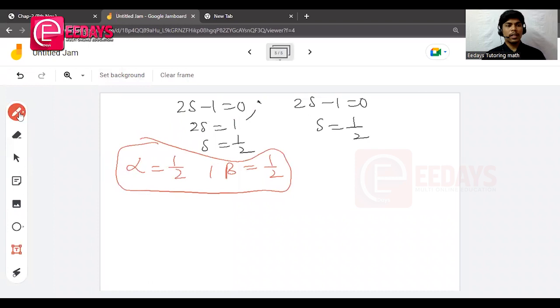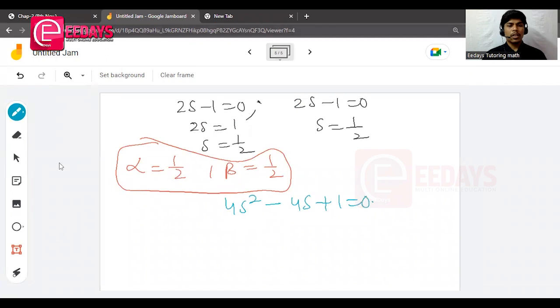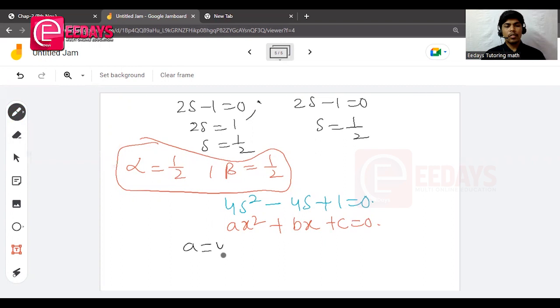How to verify? Let's understand the verification part with the equation. The equation is 4s square minus 4s plus 1 is equal to 0, right? Now you can compare with the general form, ax square plus bx plus c is equal to 0, and identify the ABC values. In the place of A, 4 is there. In the place of B, minus 4 is there. In the place of C, 1 is there. I hope everyone identified.